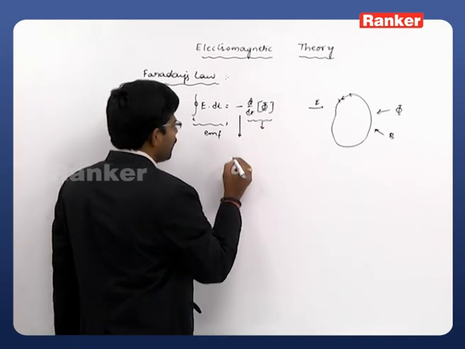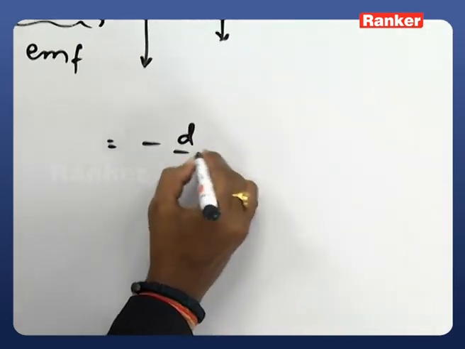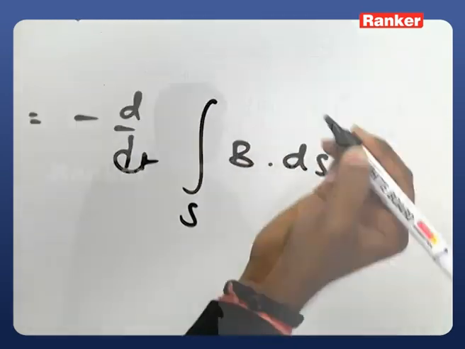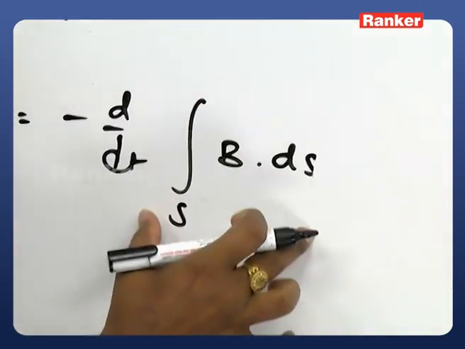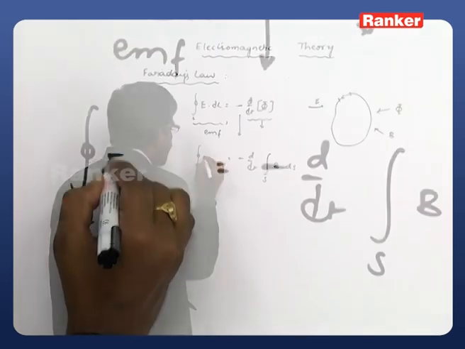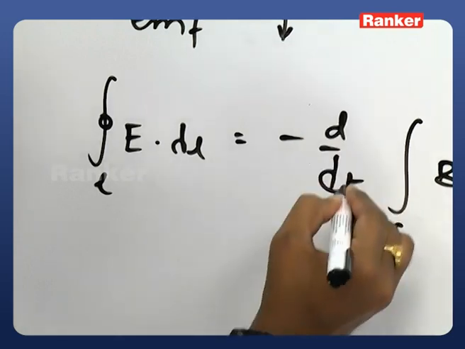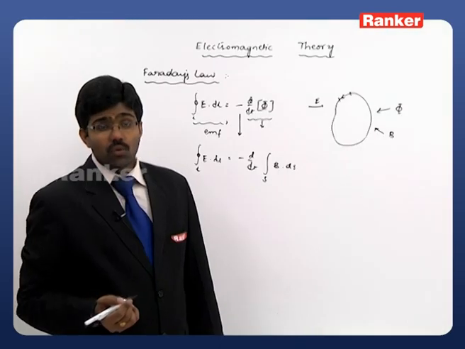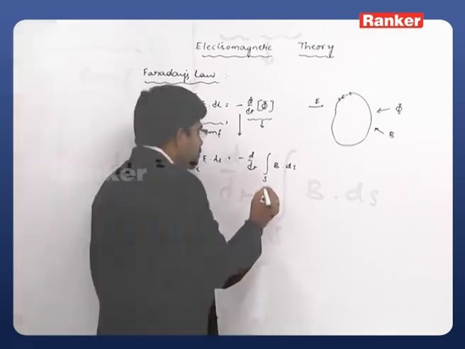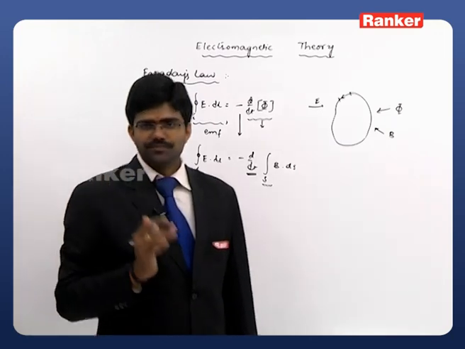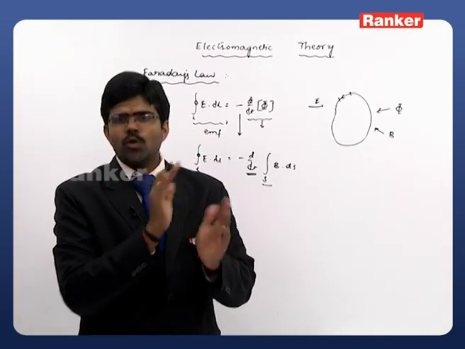So I can replace this phi with the surface integral of B dot ds. This entire term will give us the total magnetic flux. So the electromotive force, the line integral of E dot dl, is equal to minus d by dt of the surface integral of B dot ds. Now clearly observe, the integration is with respect to the spatial coordinates and the differentiation is with respect to time. So here clearly we can swap these two operators.